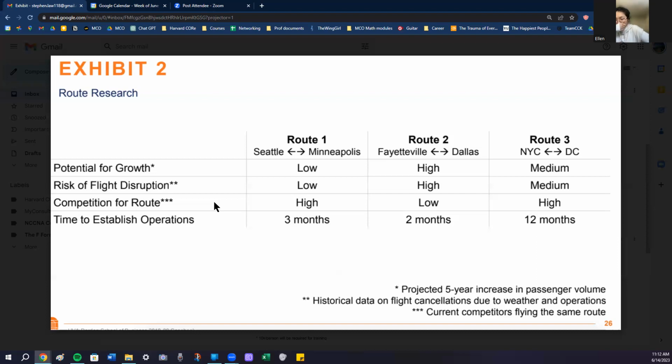Yeah, it looks like any of the three routes are a good option. However, because the objective is to increase profitability as soon as possible, it looks like the fastest payback period would be the first route. So that would be my suggestion for our client, to pursue the first route from Seattle to Minneapolis and back. That's my takeaway.